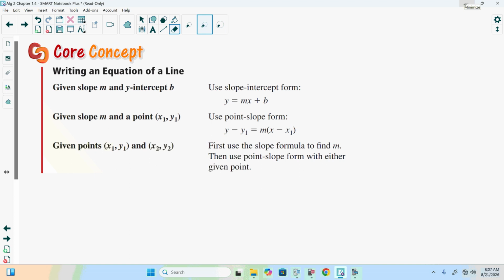Something that y'all have been doing for quite a while, or done multiple times, and that's finding the equation of a line. There are two main ways that we find an equation of a line.